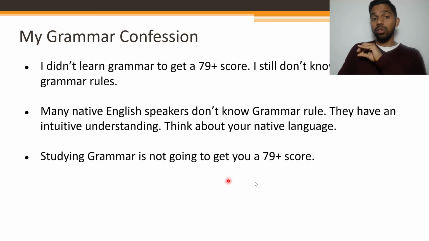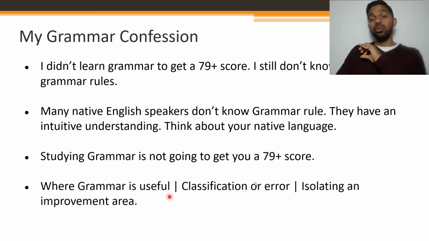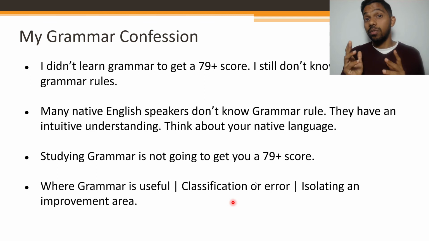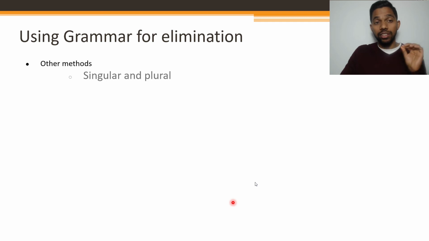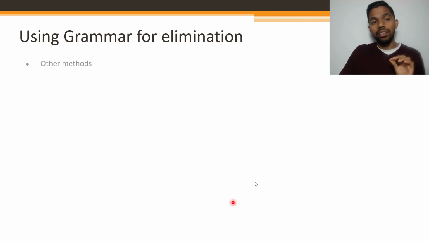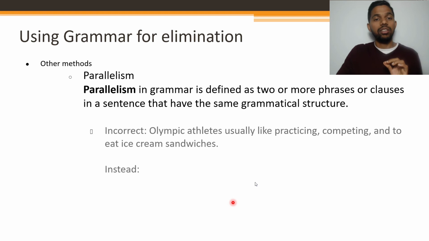So studying grammar is not going to get you a 90 score. Where grammar is useful is to classify an error or isolate an improvement area, specifically for the writing section. However, for the writing section you have templates, so even that you don't really need to worry about. So in general, grammar does not work. There are just a few places where grammar could be helpful in case you get this in the exam.